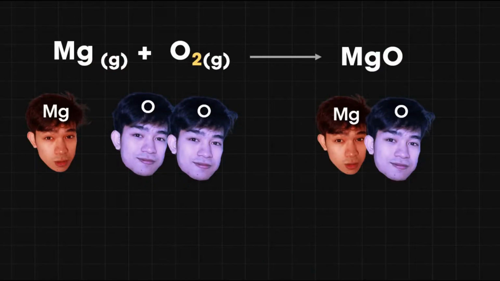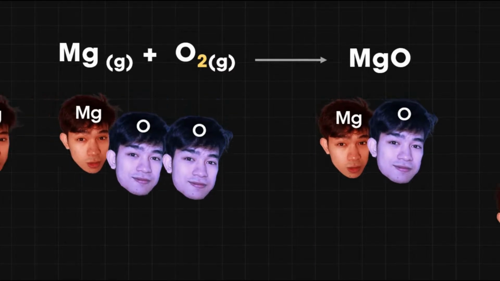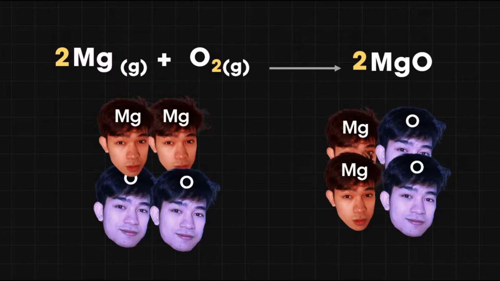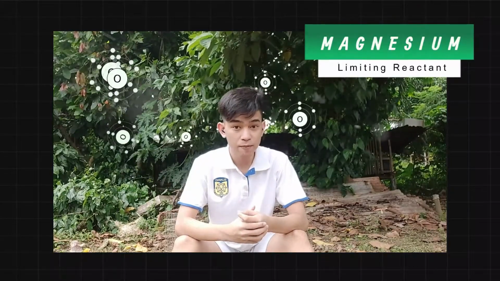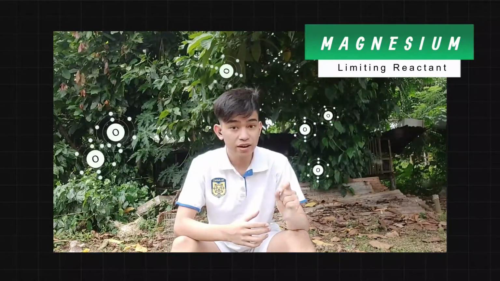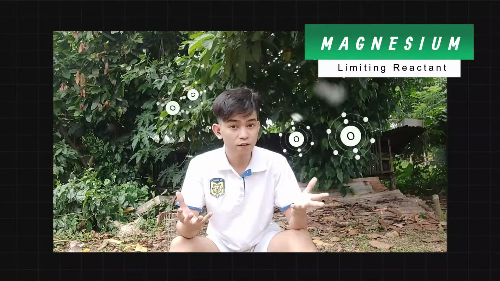But here's the problem. There are 2 oxygen atoms in our reactant side, yet there's only 1 oxygen in our product side. By adding a coefficient of 2, we will arrive at an equal number of atoms in both sides of the equation. The limiting reactant in our experiment is magnesium because we could barely run out of oxygen since it's widely available in the air at a very large amount.